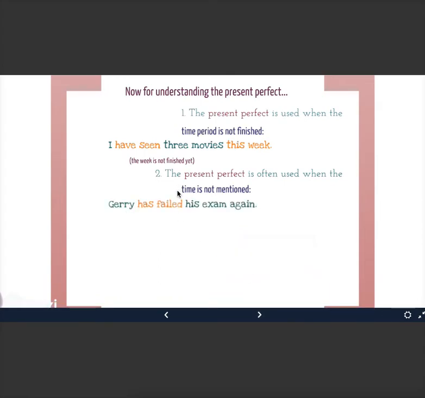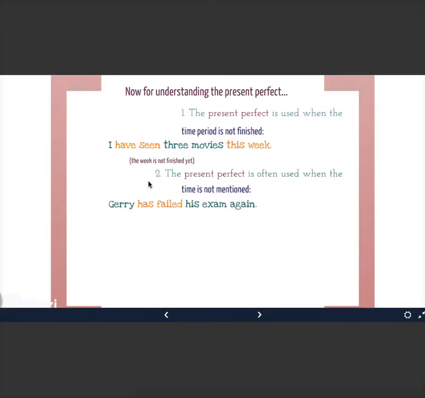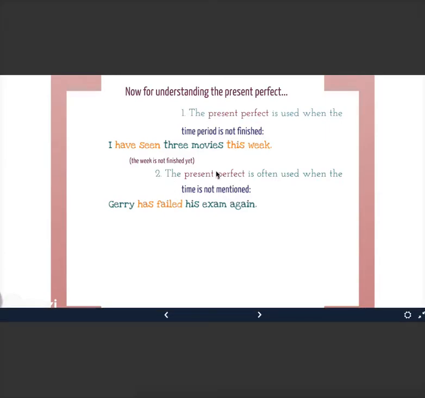Let's check this example. Gary has failed his exam again. Do you have a day here, guys, or a specific moment? Or yesterday or a week? No, you don't have it. You are just saying that this guy has failed his exam and you have again. So this is something that had happened before. Es algo que ha sucedido antes y es algo que posiblemente va a seguir sucediendo. So when you don't have specific times, when you don't have a mention of the time, you use present perfect.